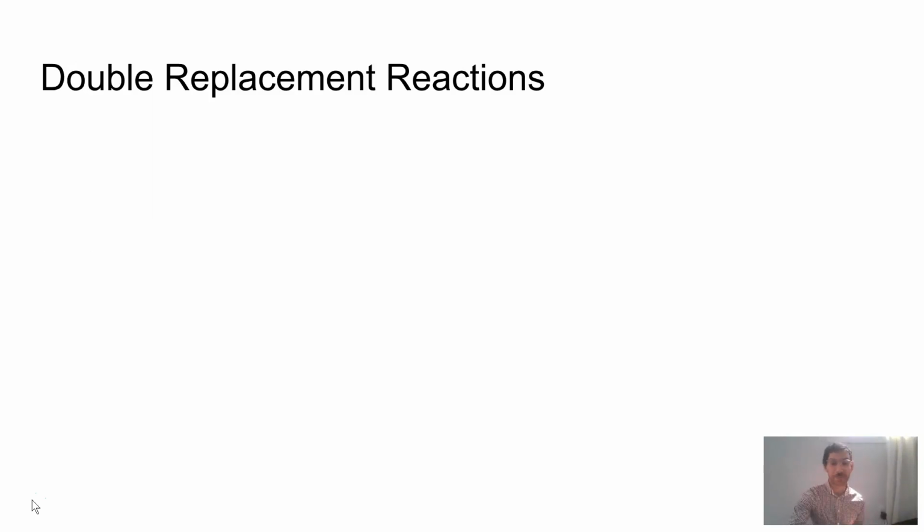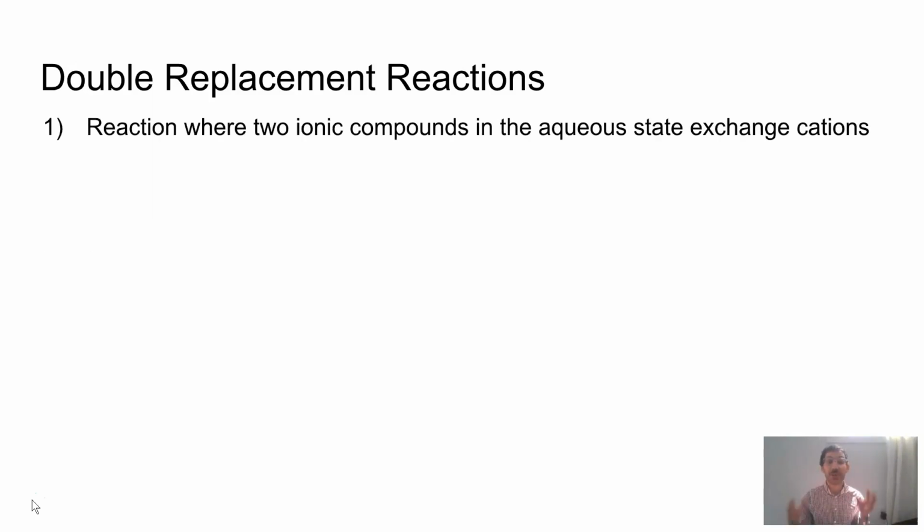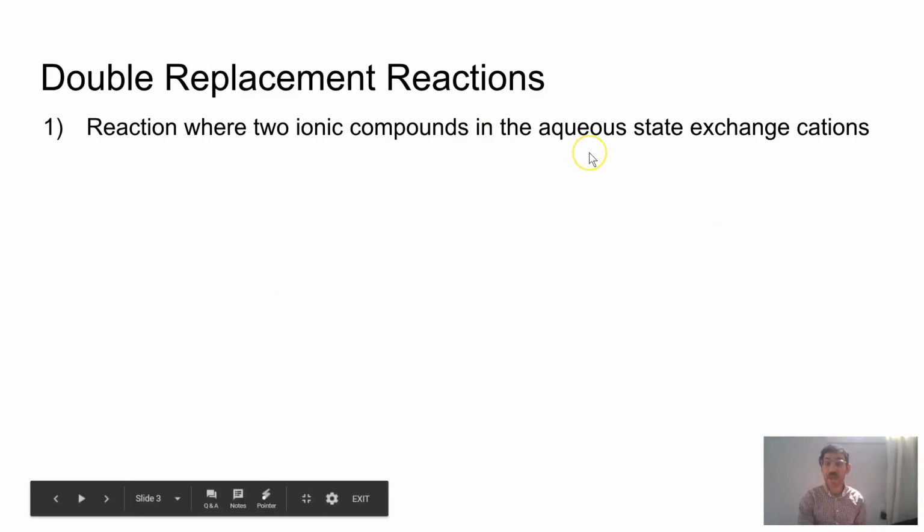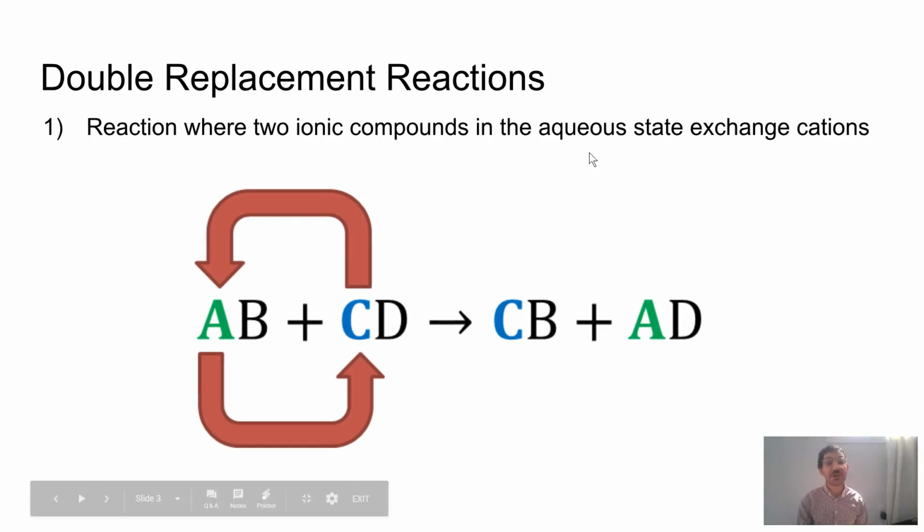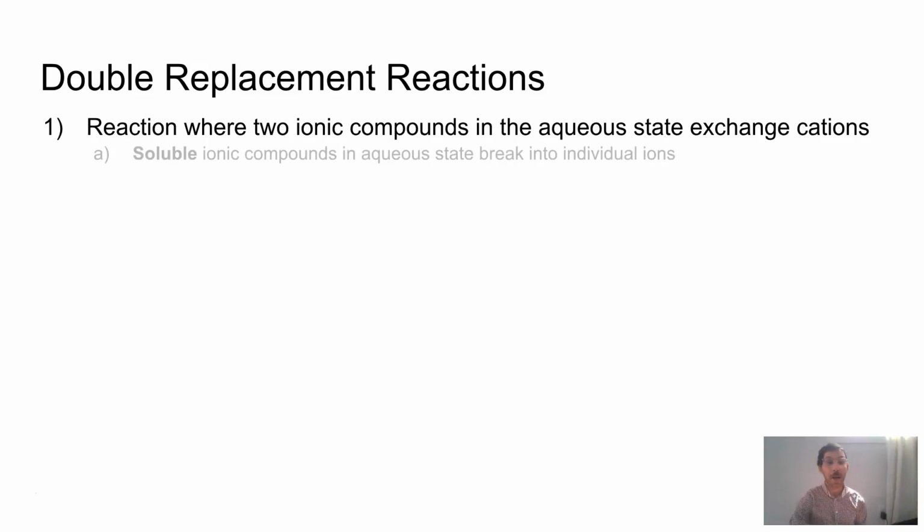So, double replacement reactions. This is a reaction where two ionic compounds in the aqueous state exchange their cations. So two ions that have been dissolved into water, hence aqueous state, are mixed and then the cations exchange. Here's our general formula for a double replacement reaction. A and C are cations, which are always listed first. They trade places.